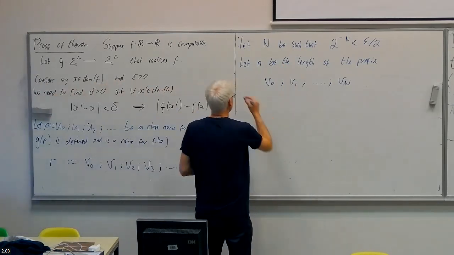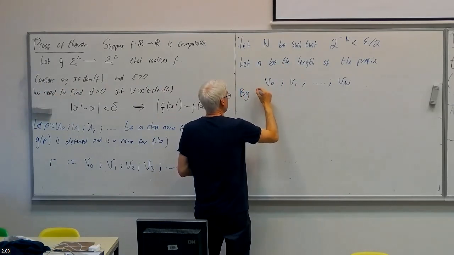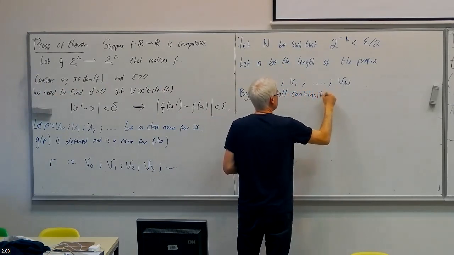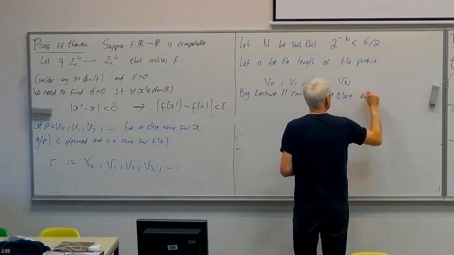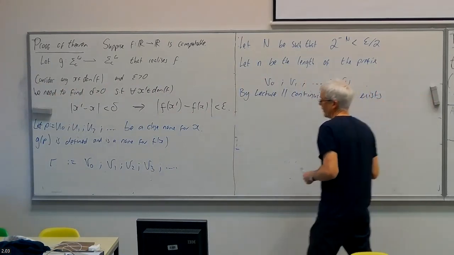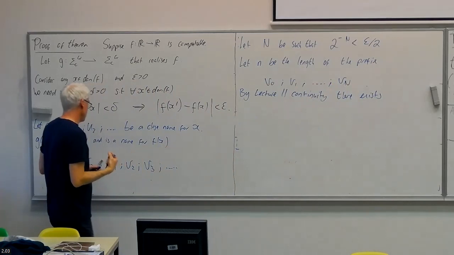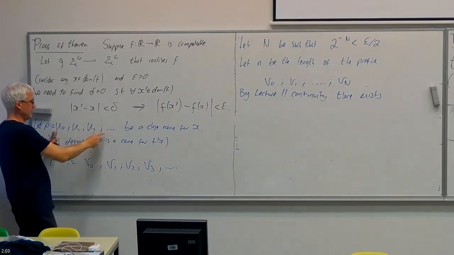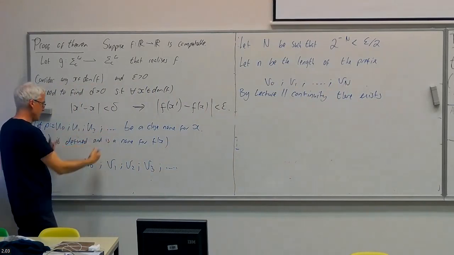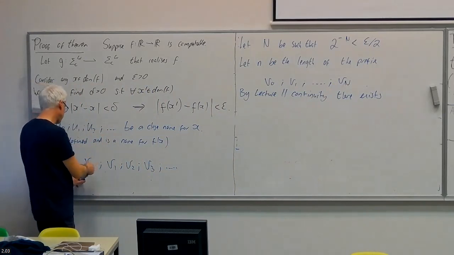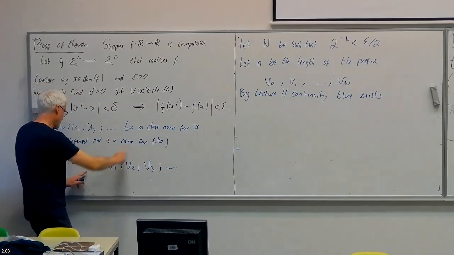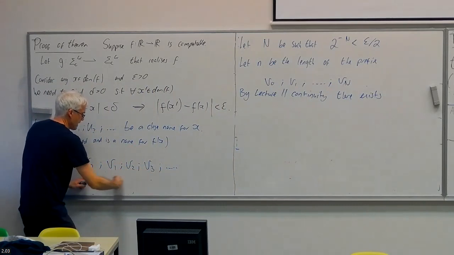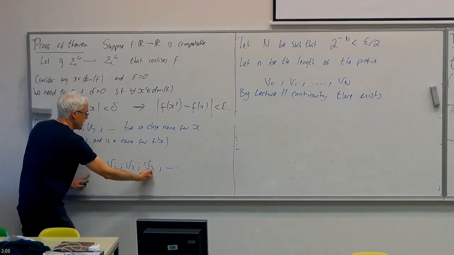So by the lecture 11 continuity theorem, there exists some little m such that any input sequence that agrees with P on the first little m characters will coincide with G of P on the first little n outputs. So we'll have the same prefix up to little n. In fact, we'll have the same capital N terms here.